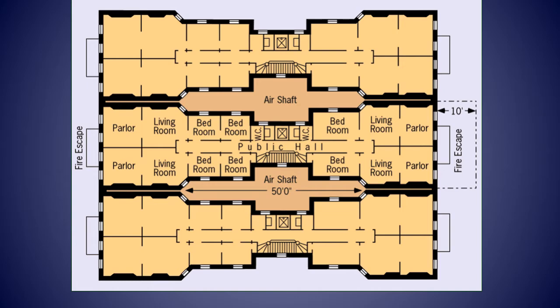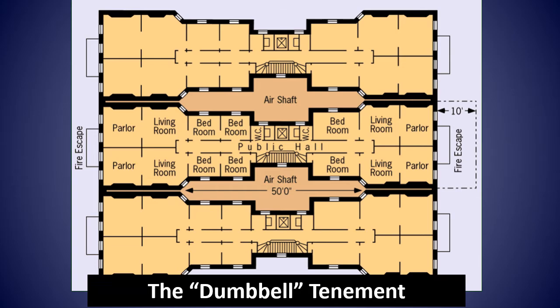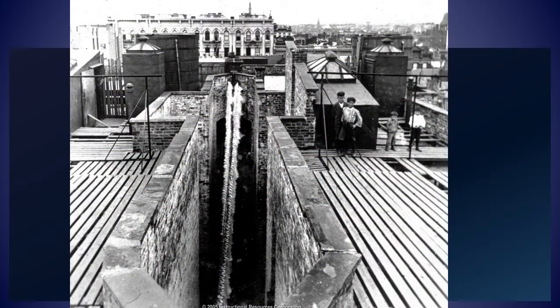Notice here, it's a public hallway with bedrooms, living room, parlor, no separate kitchen, and a water closet, we call that a toilet, for everybody to share on the floor. Here's one of those air shafts. You can see kids up on the roof playing around. Hopefully they're being safe, but sometimes they're not. Sometimes people fall in here, and the bottoms of these shafts could be full of all kinds of debris.